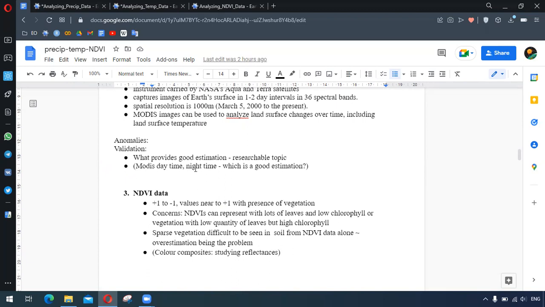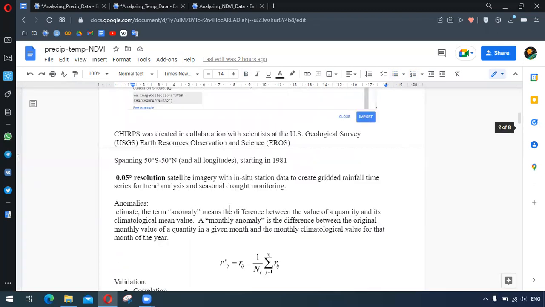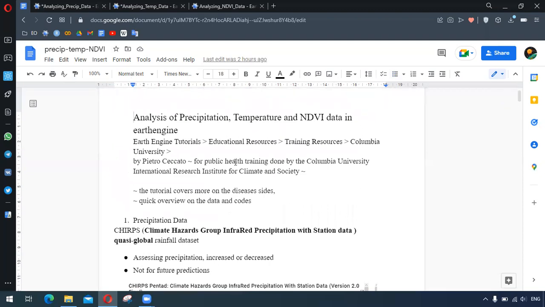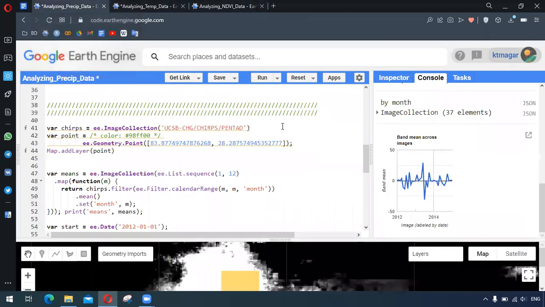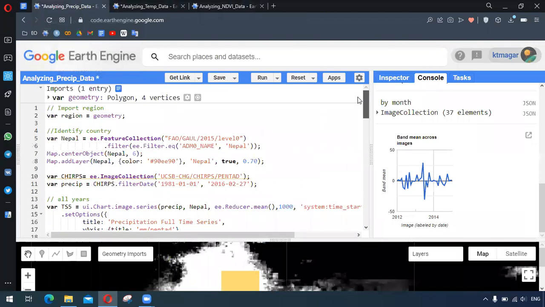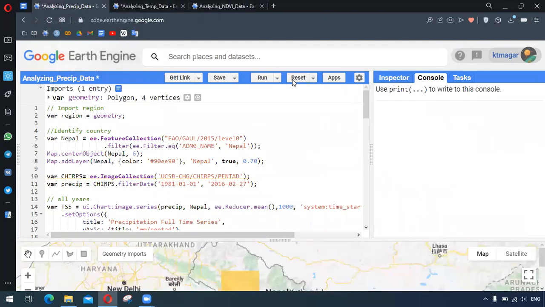So these are the 3 different data we tried to go through slightly. And the basic thing to understand is that this training was being used for disease purposes, or for the study of diseases. However, we are here trying to go through the data and codes only. So to go to the codes, we have the precipitation. For the precipitation, let's go through quickly.